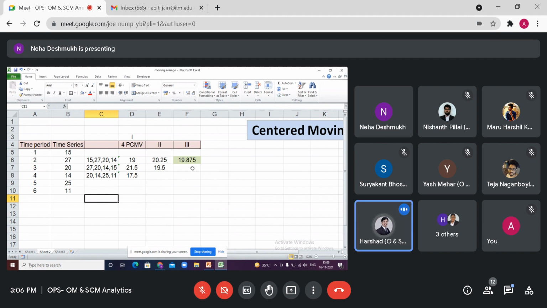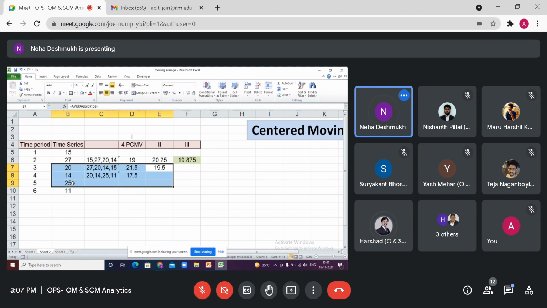In the last stage, there should be only one value. The last stage shows the centered moving average for the given time period and time series with respect to the 4 period moving average. But ma'am, in my sheet I consider 10 values, and in the last stage there are also 10 values. How is it possible? Can I present? Yes, you can.